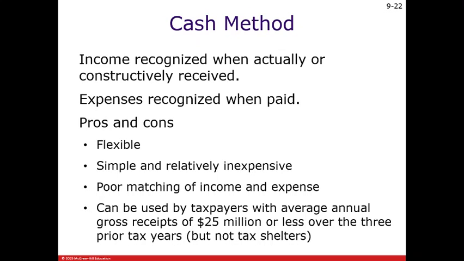And so notice you have a dollar amount. If your average annual gross receipts are $25 million or less over the 3 prior tax years, you can use the cash method. That's usually not a problem.